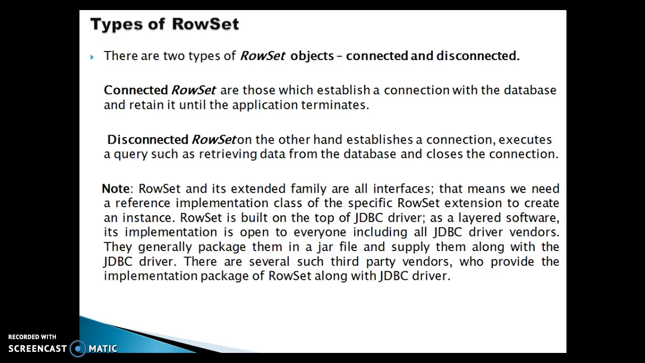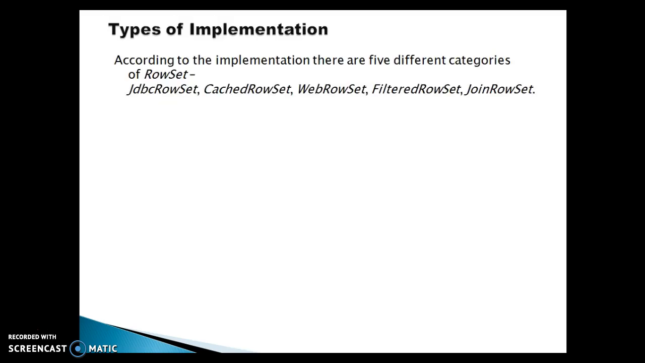So if you want to use RowSet, then you require a jar file which is provided by your database vendor, right? So these are all basically interfaces, the different types of RowSets. They are all interfaces, but you require a concrete implementation which is provided by the database vendor as a jar file, and that you have to add in your classpath.